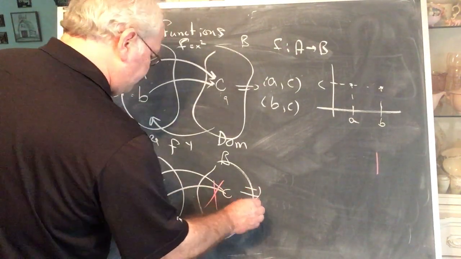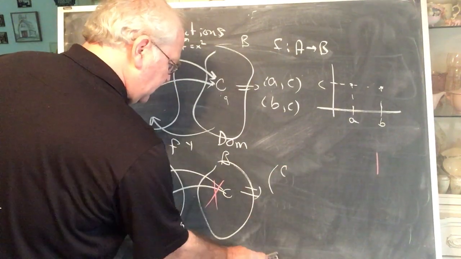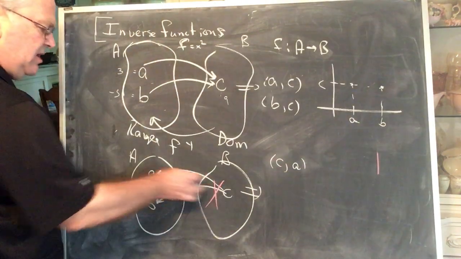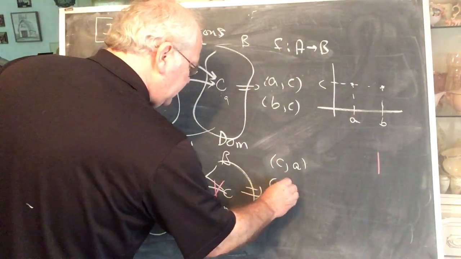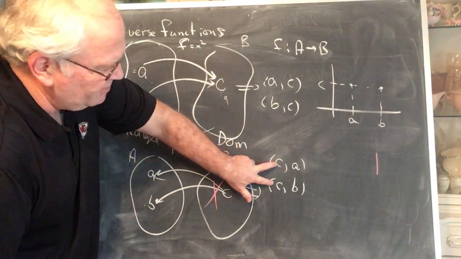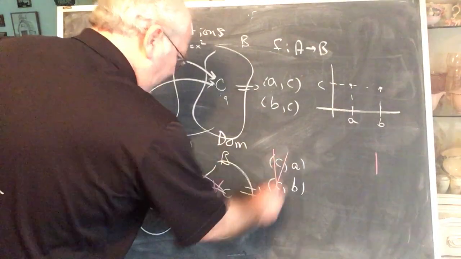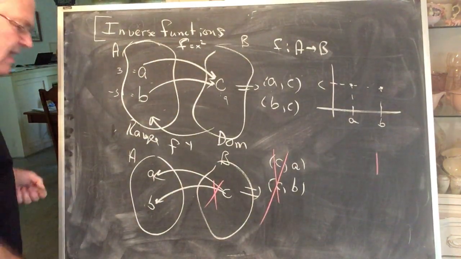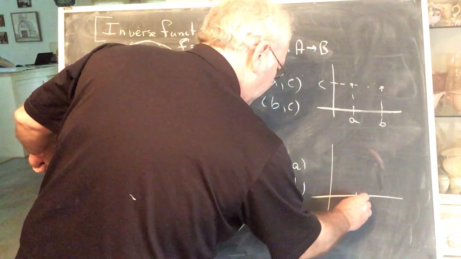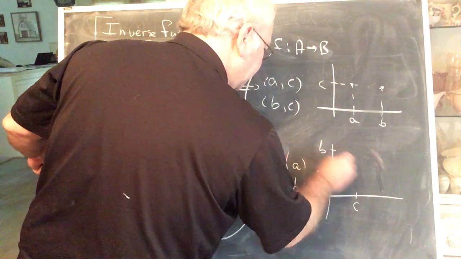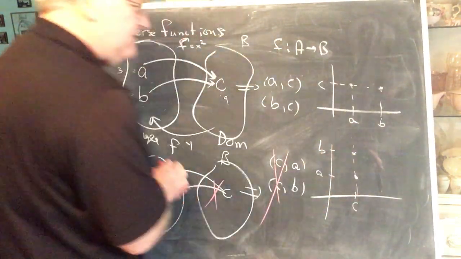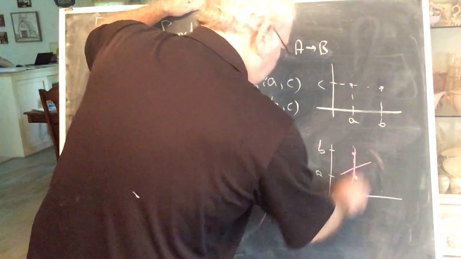Similarly, this would correspond to having (c, a), input, output, and (c, b), input, output. Notice, in this scenario, we have repeats in the first coordinate. That's a violation. And if you were to allow this, that would correspond to, here's c, here's a, here's b. These points are now vertically aligned. We have violated the vertical line test. That's a violation.